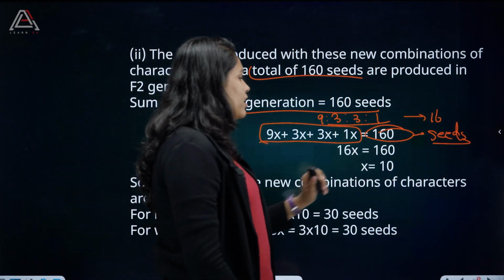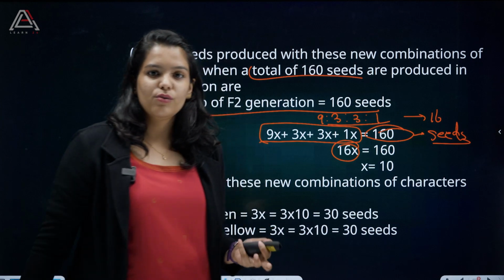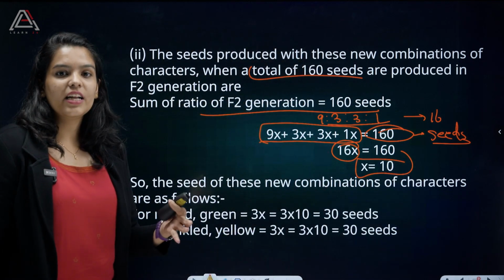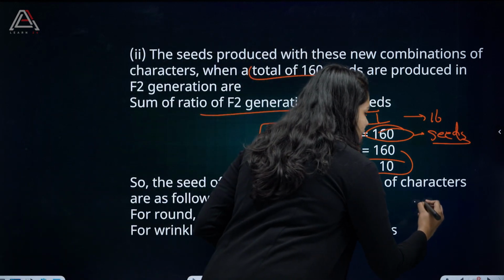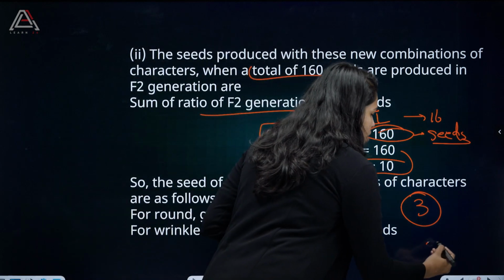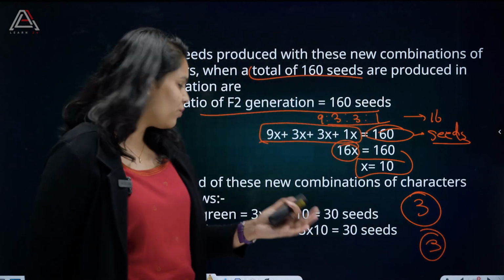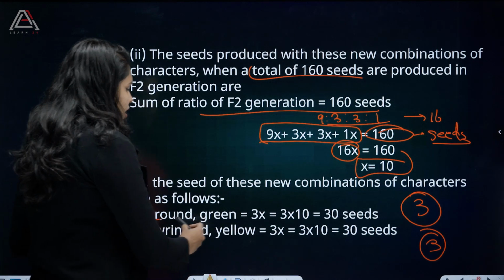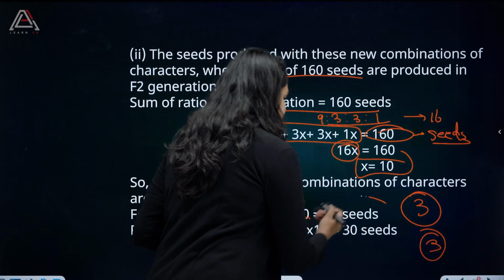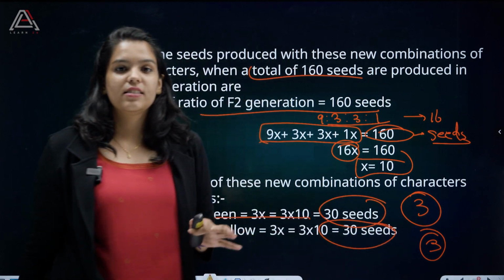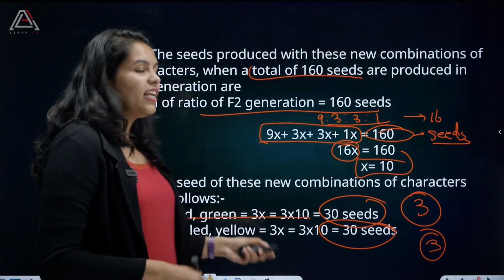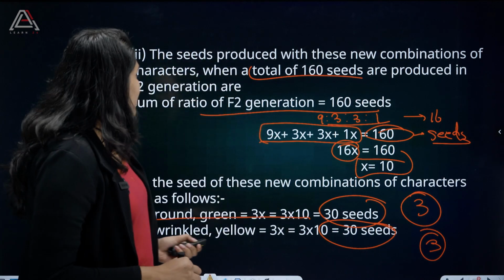When you calculate this, 16 parts are produced. When you divide, you will get x as 10. Putting it into the equation, 3 plants were round green and 3 plants were wrinkled yellow, so 3 into 10 and 3 into 10 gives you 30 seeds. So out of 160 seeds, the new combination seeds are 30 seeds each for round green and wrinkled yellow.